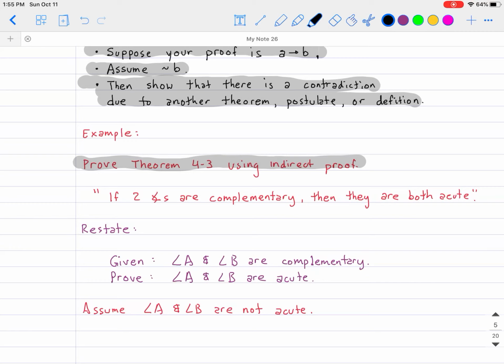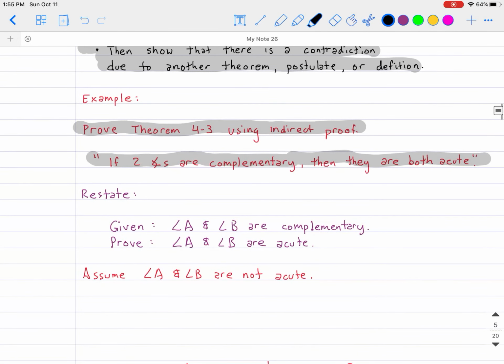Here's the first example. Prove theorem 4-3 using indirect proof. For those of you who don't remember 4-3 by name or what it says, it says the following: if you have two angles that are complementary to each other, then they are both acute. Just to restate it so that we can set up the proof, here's what we have.